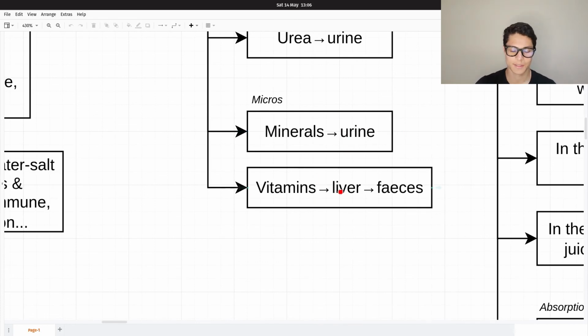And then the vitamins go to the liver, and in the liver they go through the bile, and they are excreted through the feces, because the bile is secreted to the duodenum, and once in the lumen of the gastrointestinal tract they get out with the feces.